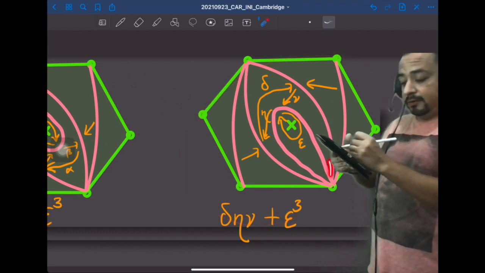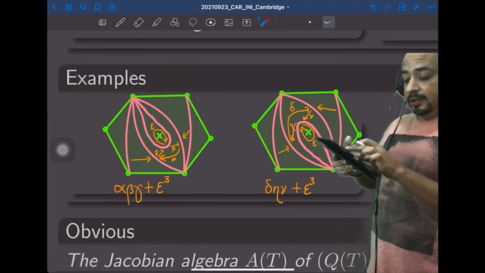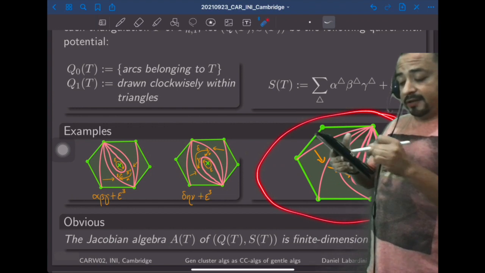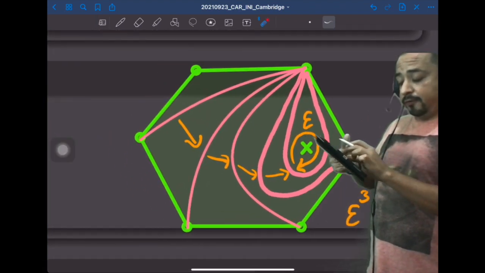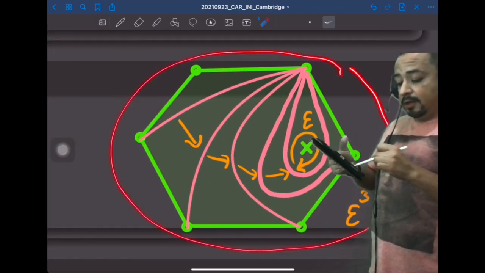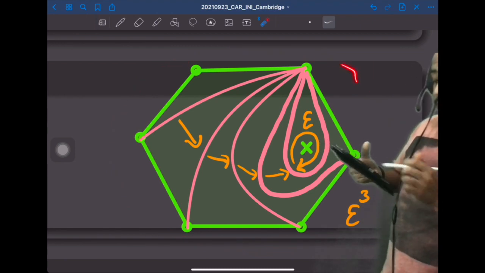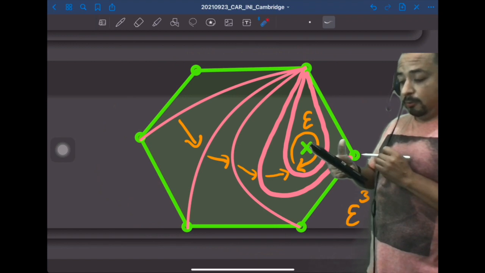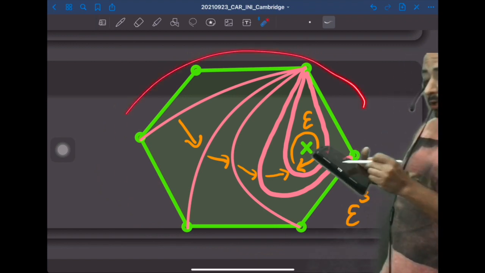So here you can see this arrow is a loop of the quiver. And here you have another example, which I drew just so that you see that some familiar algebras, some algebras that you have seen in the works of Geiss, Leclerc, Schröer, arise here.